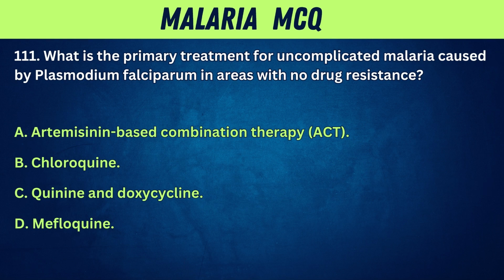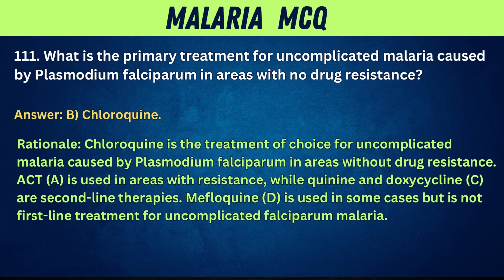111. What is the primary treatment for uncomplicated malaria caused by Plasmodium falciparum in areas with no drug resistance? A. Artemisinin-based combination therapy, ACT. B. Chloroquine. C. Quinine and doxycycline. D. Mefloquine. Answer: B. Chloroquine.